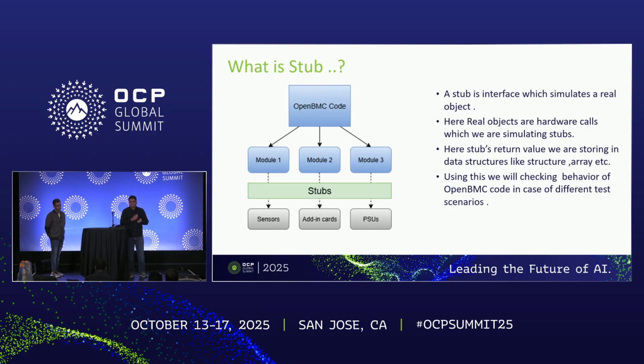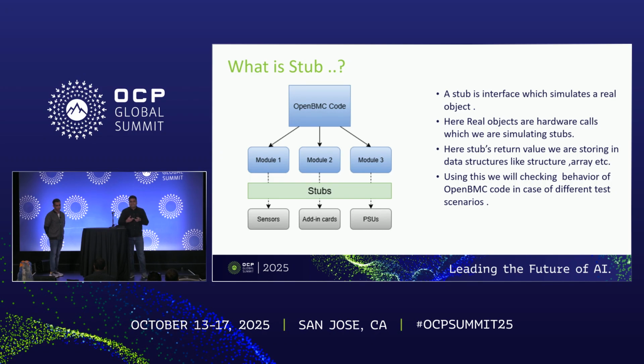So now we'll start with modular testing. We'll start with stubs. So what is a stub? A stub is an interface which simulates a real object. Now if you see, this is the OpenBMC code. For simplicity I divided it into 3 modules: let's say sensor module, add-in cards and manageability, and PSU, power supply unit.